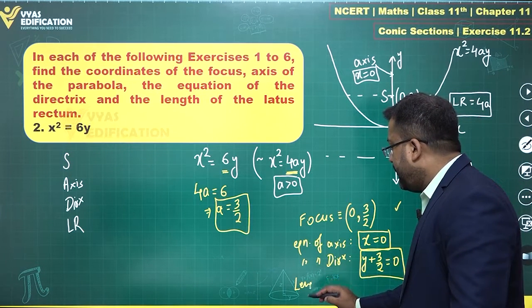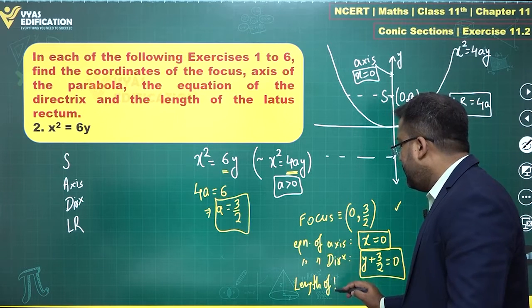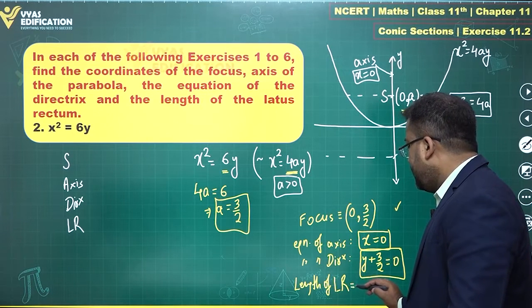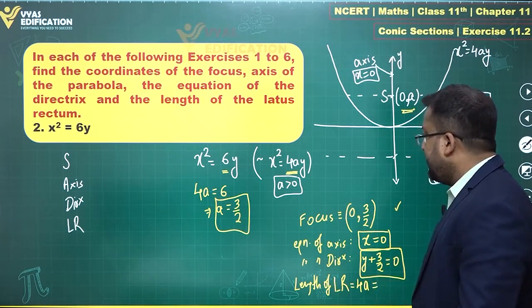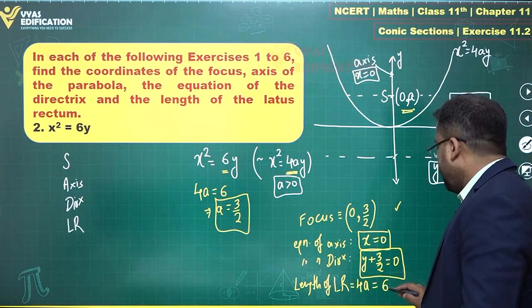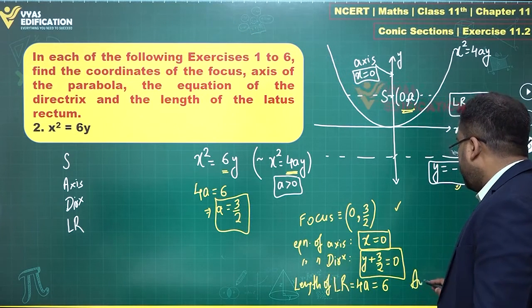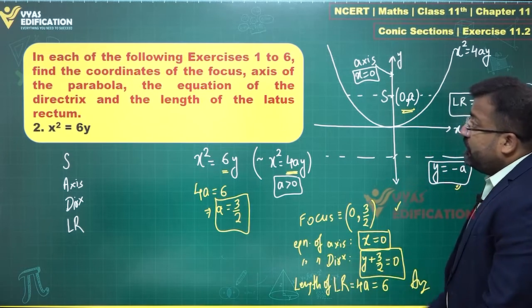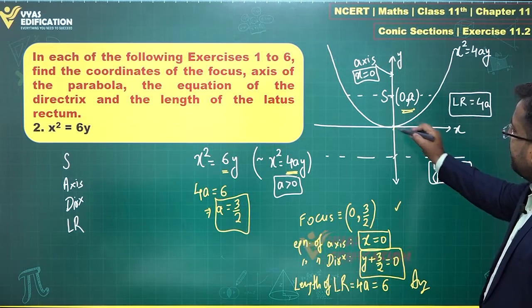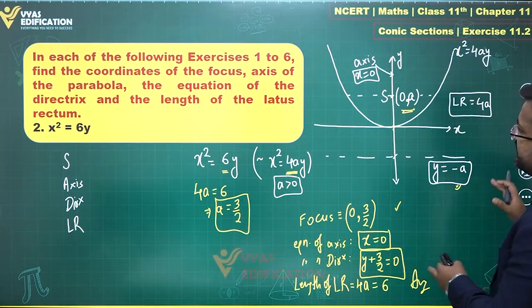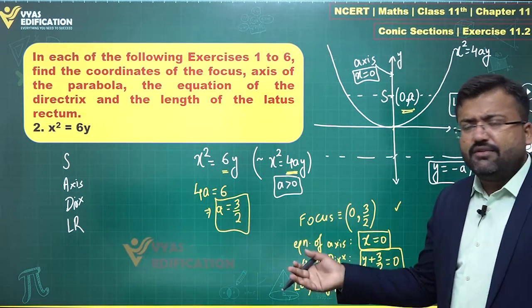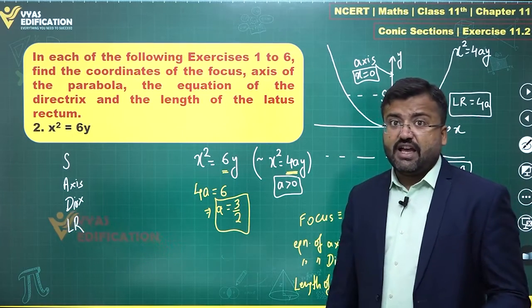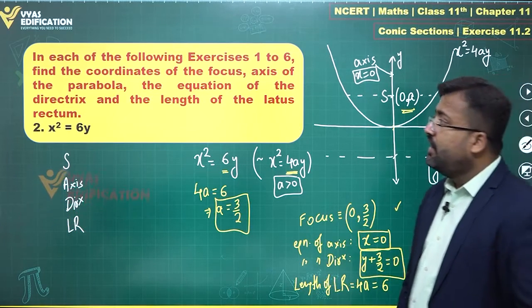Last is the length of latus rectum, which is 4a, and that becomes equal to 6. And yes, that's the final answer for this question. As you can see over here, all the 4 things have been found with the help of this diagram. This diagram is important, right? Once we are aware of this diagram, the standard form of the parabola, then we can easily find all of these things as solved over here.